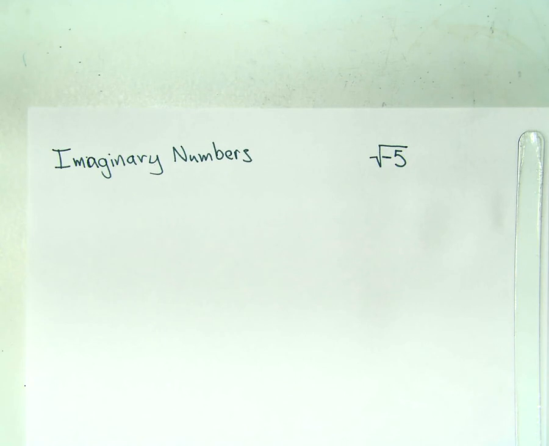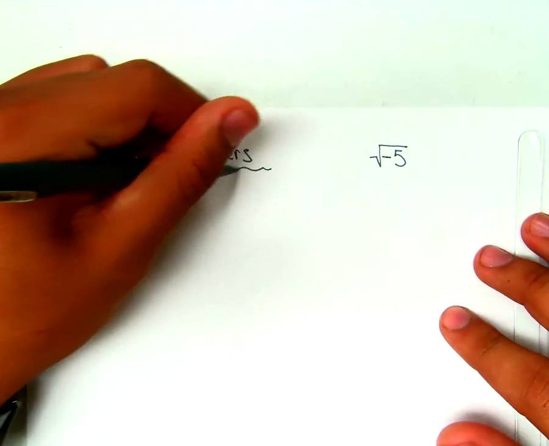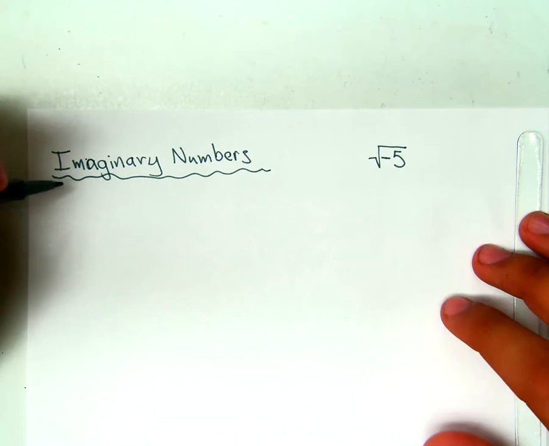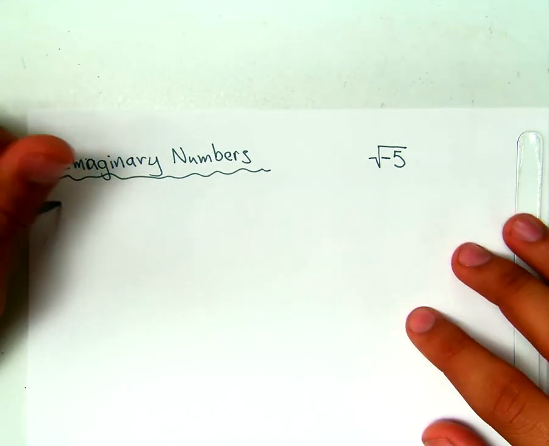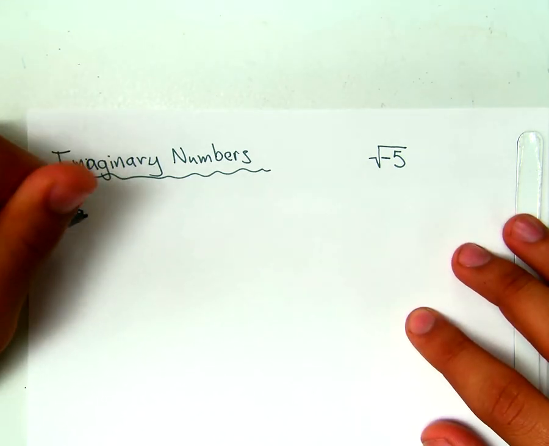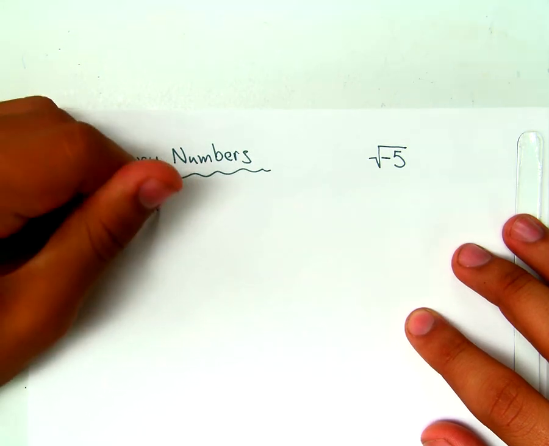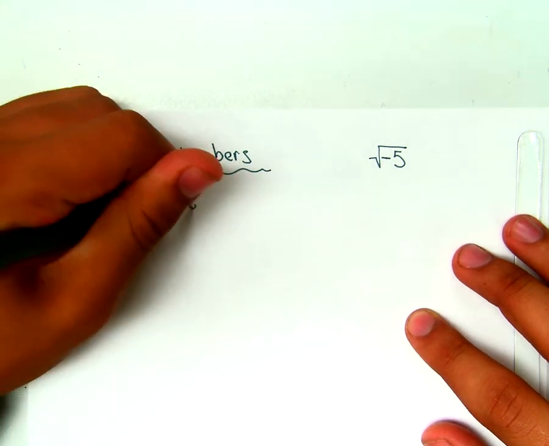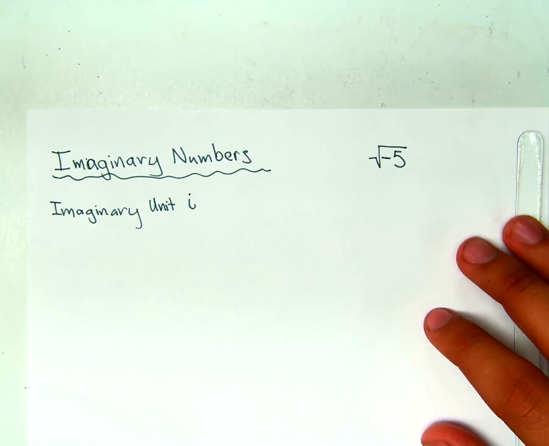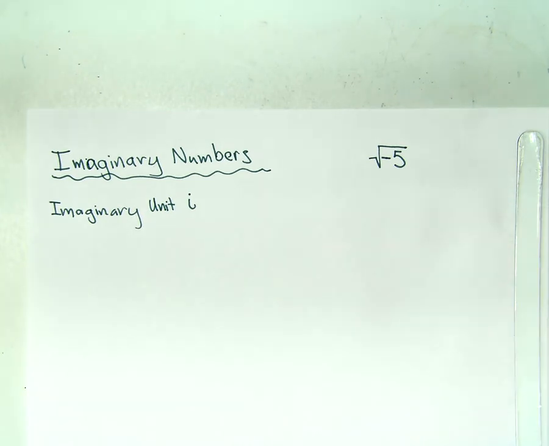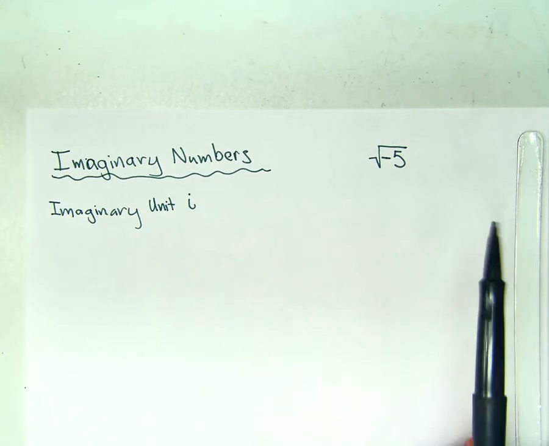Alright? So the first thing we want to look at when we talk about imaginary numbers is the imaginary unit i. Okay? The imaginary unit i. And the i is going to let us describe this, or find an answer for this.